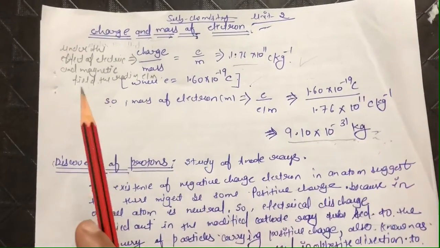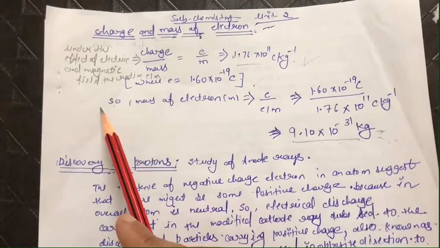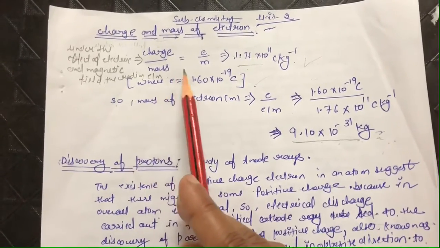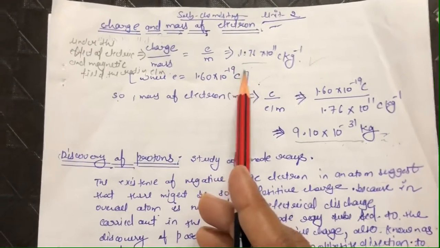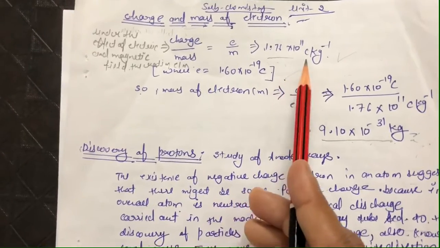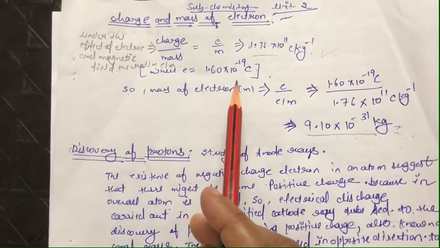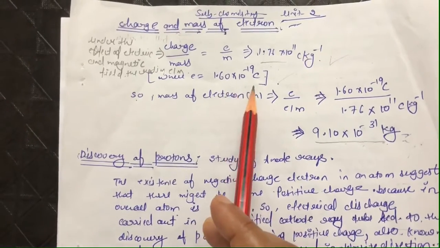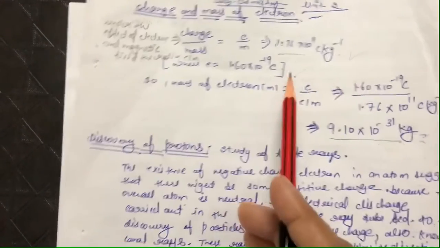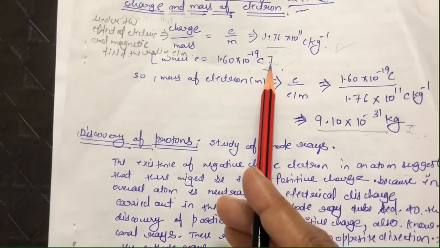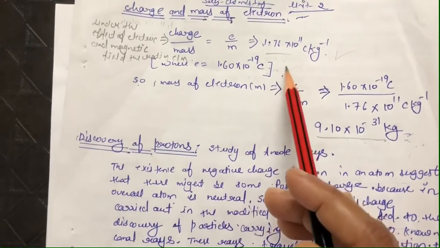So under the effect of electric and magnetic field, the ratio of charge to mass is always fixed, that is 1.76 × 10^11 coulomb per kilogram, where the charge on the electron, as you already know, is 1.60 × 10^-19 coulomb. We are taking these values to solve the numerical problems.